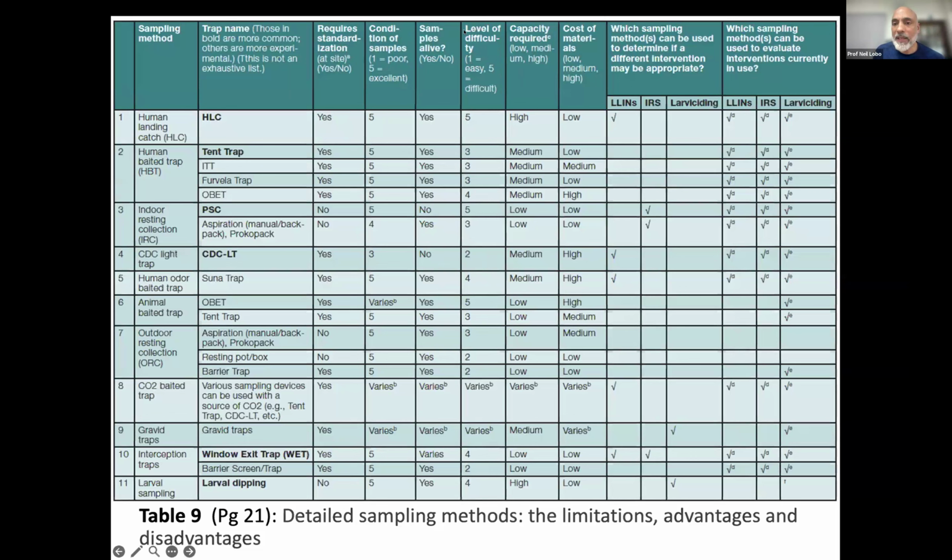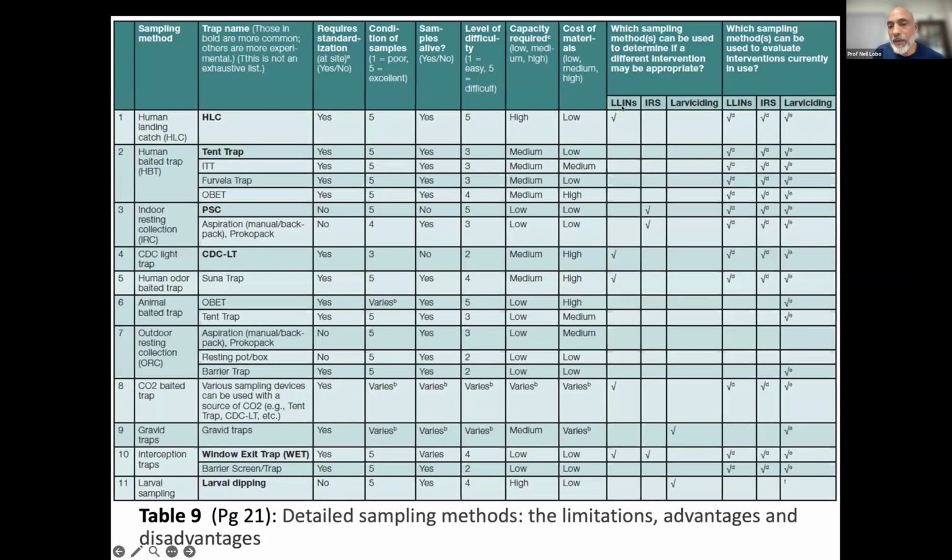An important part is when we're using a sampling method to understand if an intervention is appropriate for your site, meaning before putting that intervention in your site. If your question is, are bed nets an appropriate intervention for our site, you can use these methods that are ticked. However, when you're evaluating the intervention after you put it in, you might want to use different sampling methods, because they don't function the same.